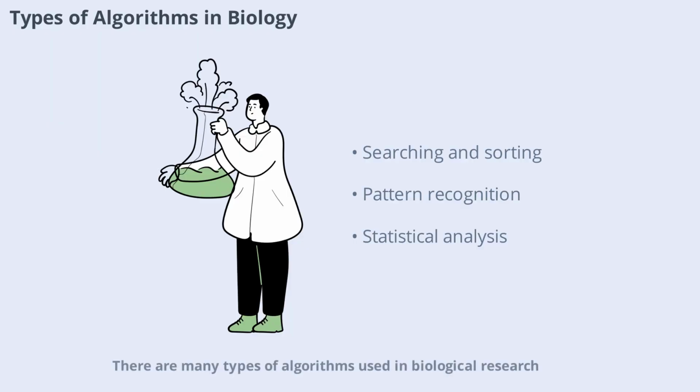There are many types of algorithms used in biological research, each tailored to specific tasks. Some algorithms focus on searching and sorting data, while others are designed for pattern recognition or statistical analysis. For instance, alignment algorithms help compare DNA sequences, while clustering algorithms group similar data points together. Machine learning algorithms are increasingly popular for making predictions based on complex datasets. Understanding the different types of algorithms helps researchers choose the right tool for their specific biological question.